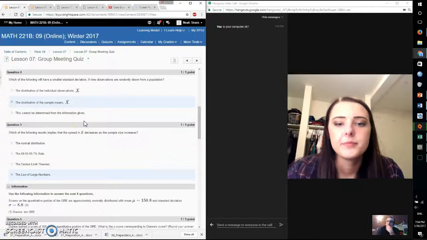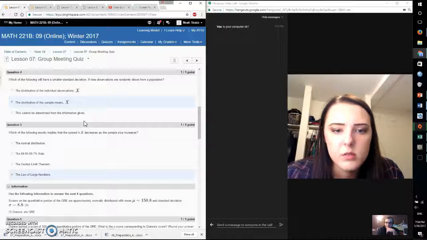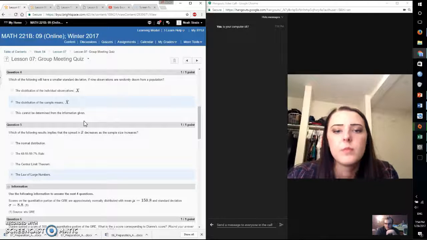And then number 4, which of the following will have a smaller standard deviation if 9 observations are randomly drawn from a population? So it's 9, so it'll be skewed. And so to have the smaller deviation, we want the ones that are closest to the population's actual numbers. And so the distribution of individual observations will be skewed, so it can't be that. And so the distribution of the sample means will be the correct answer.